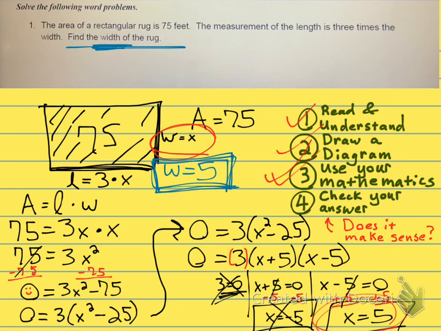But what if they were asking for the length of the rug? Let's do it. That sounds like fun. How would I find the length of the rug? Well, if the length is 3 times x, then the length is 3 times, what's x? It's 5. We just found that it was 5. What's 3 times 5? 15. So it's very possible they could ask you for the length. And then you want to make sure that it's right. They're telling me the area is 75. What is 15 times 5? 75.